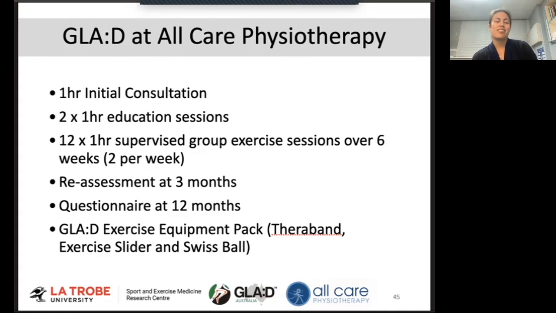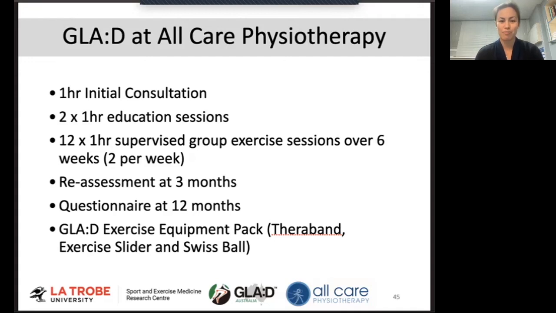At Allcare Physiotherapy too, we give you a GLAD exercise equipment pack, which includes a TheraBand, exercise slider, and a Swiss ball. And this allows you to continue your exercises as part of the GLAD program once the program is finished, because you should be then empowered and have the knowledge and skills to continue the exercises and self-manage your osteoarthritis down the track.